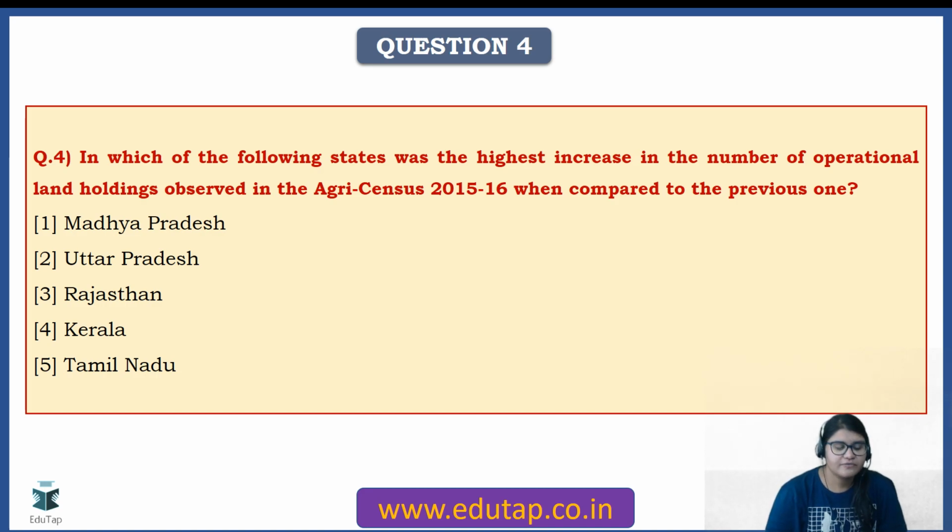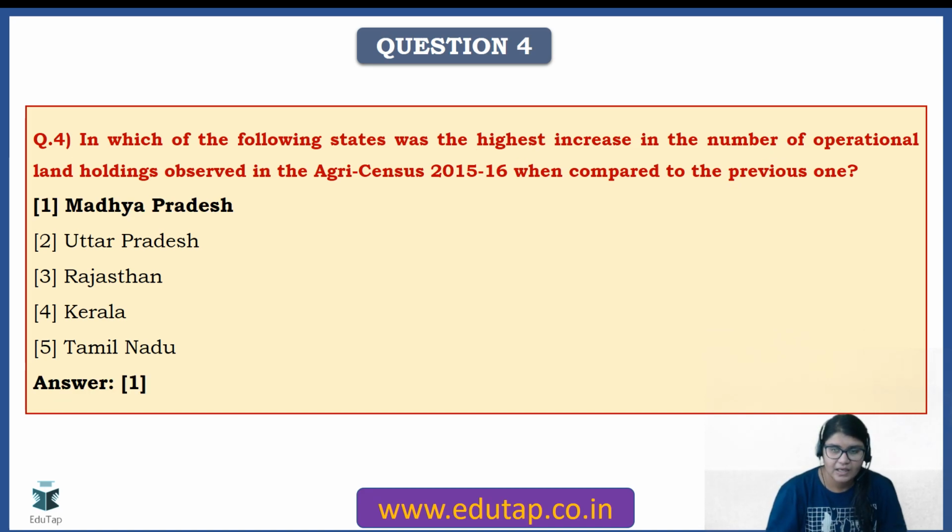Coming to the fourth question, friends, in which of the following states was the highest increase in the number of operational land holdings observed in the Agri Census 2015-16 when compared to the previous one? In the previous question, we saw the percentage increase overall in the number of operational holdings. But here we are saying which state observed the highest increase. The answer for this particular question, friends, it is Madhya Pradesh. So again, highlighting this, do not forget this, right?